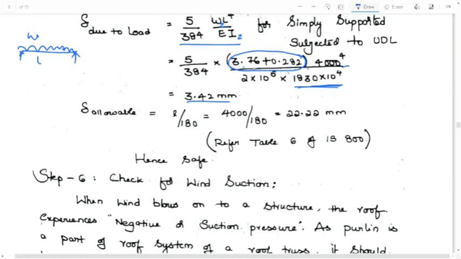So this is the deflection due to load. But what is the maximum allowable deflection according to the code? L by 180, which is 22.22. So the deflection is very much smaller, so it is safe. Okay, for this limit, you have to check table 6 of IS 800.